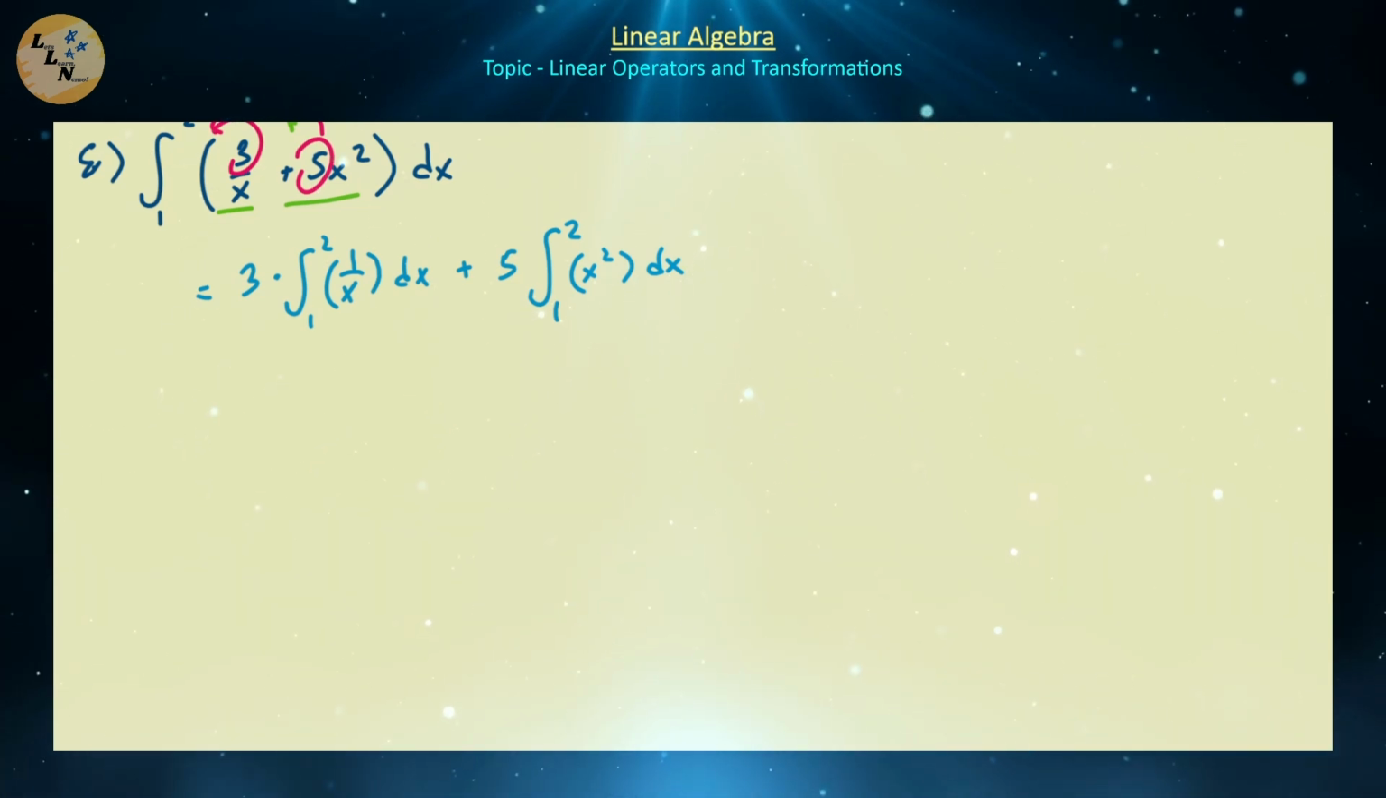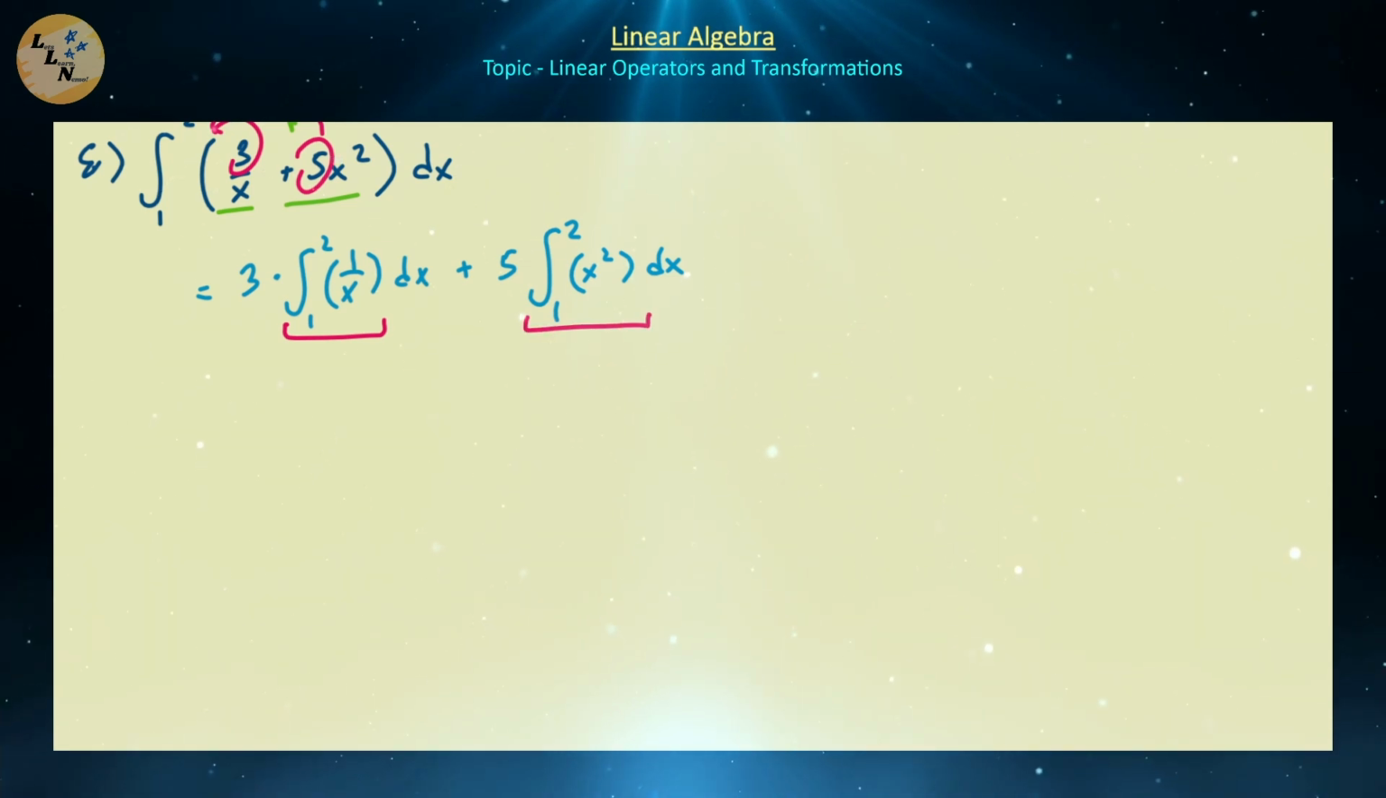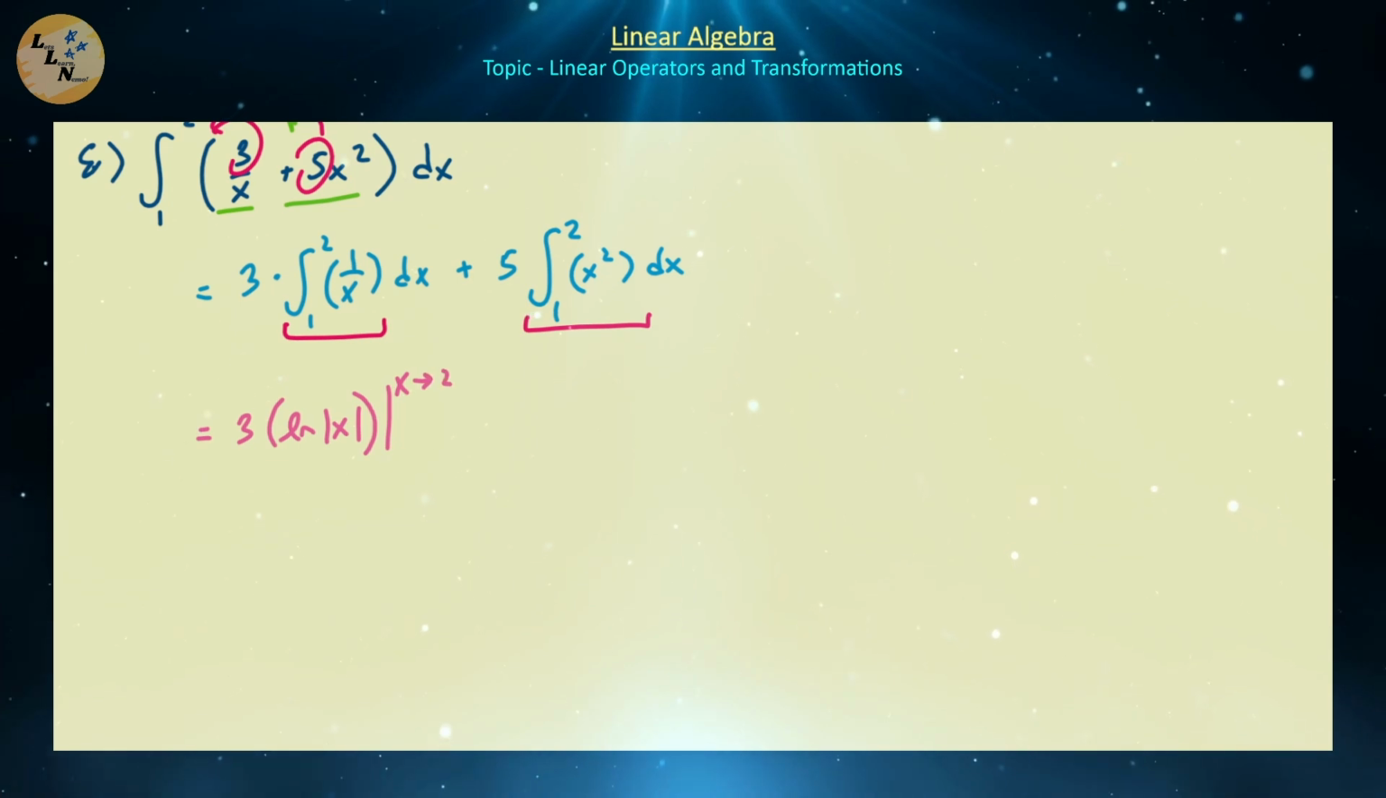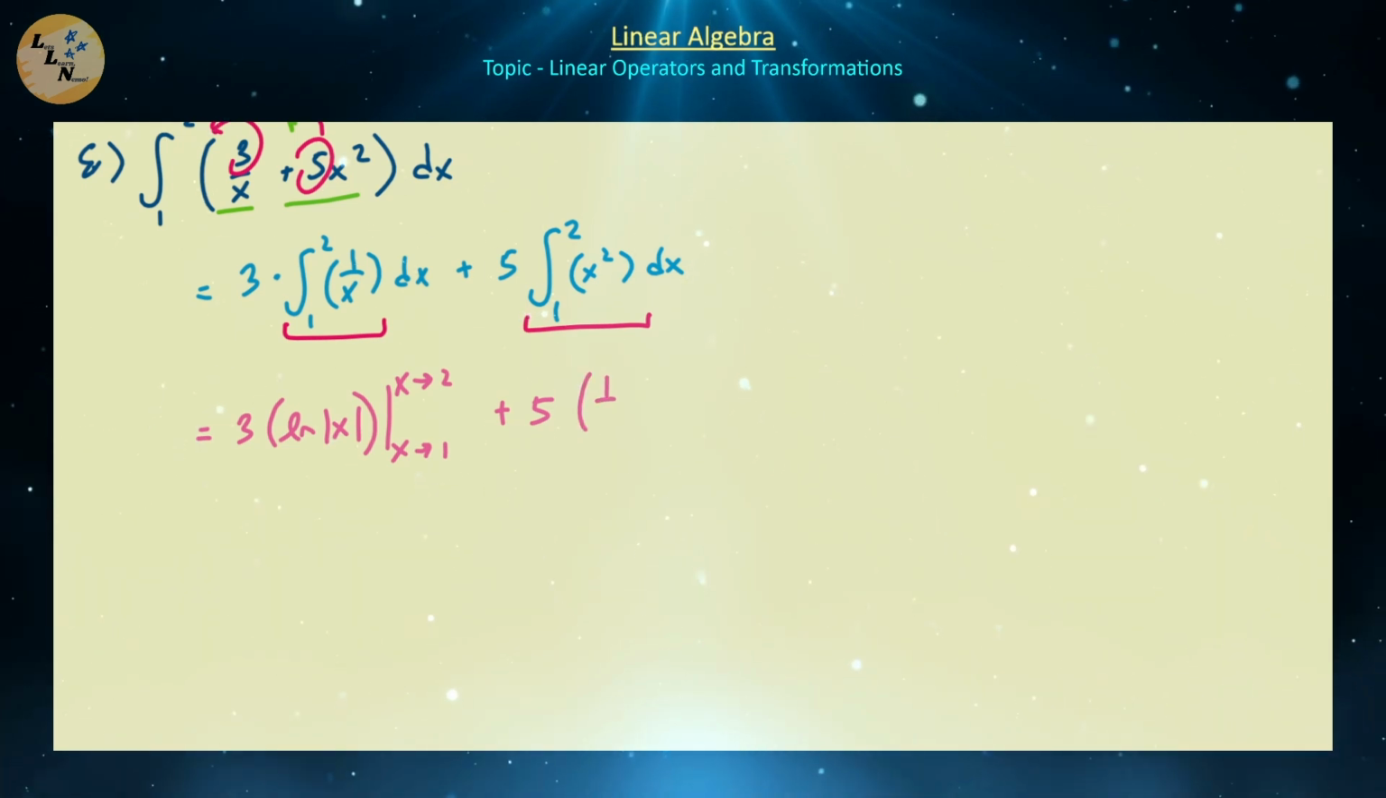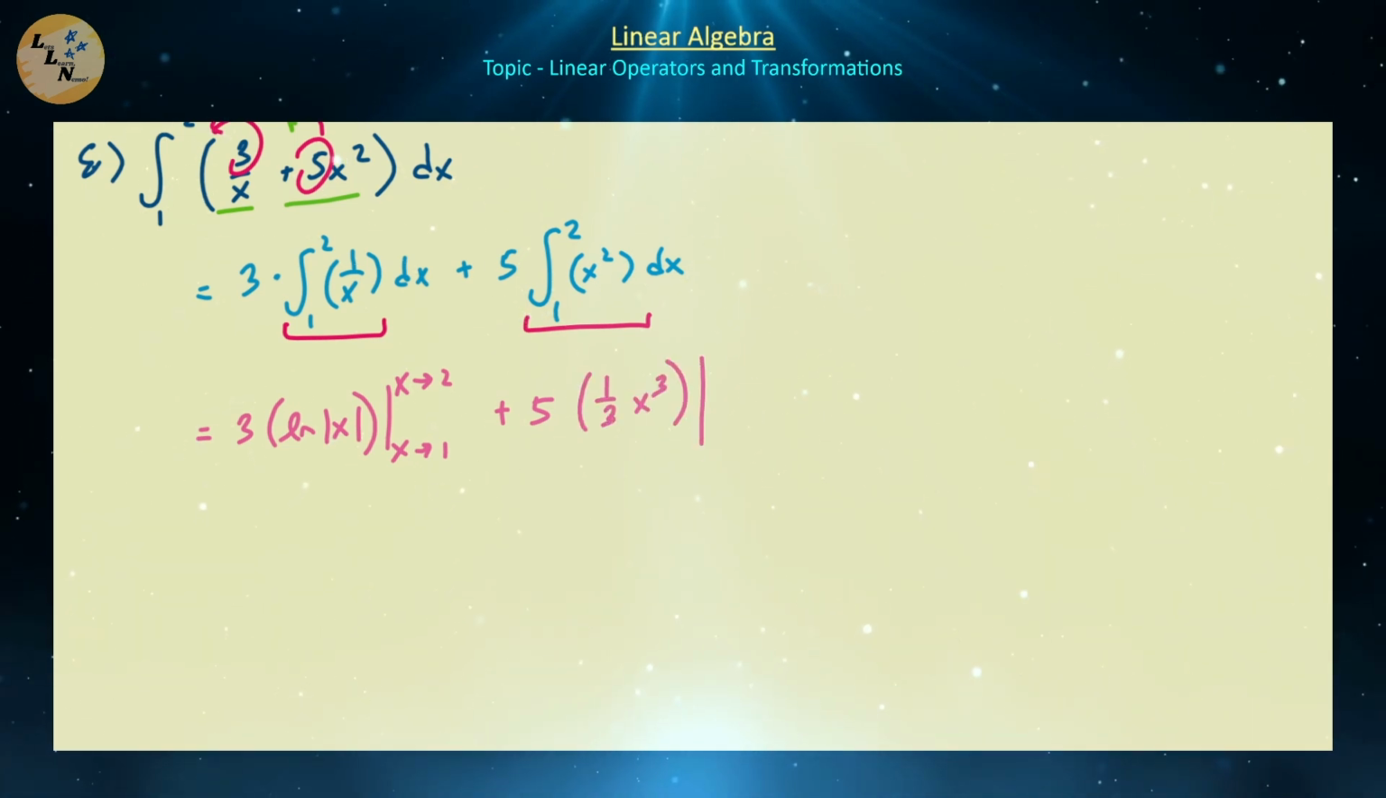You need to know what the integral of 1 over x is, and you need to know what the integral of x squared is, and then we can apply the fundamental theorem of calculus. So we should know that the antiderivative of 1 over x is just going to be equal to the natural log of the absolute value of x, and then we need to take the limit as x approaches 2, as x approaches 1, and then subtract. And then we have 5 times the antiderivative of x squared, which you should know to be 1/3 x cubed, for which we need to take the limit as x approaches 2 and as x approaches 1 and subtract.